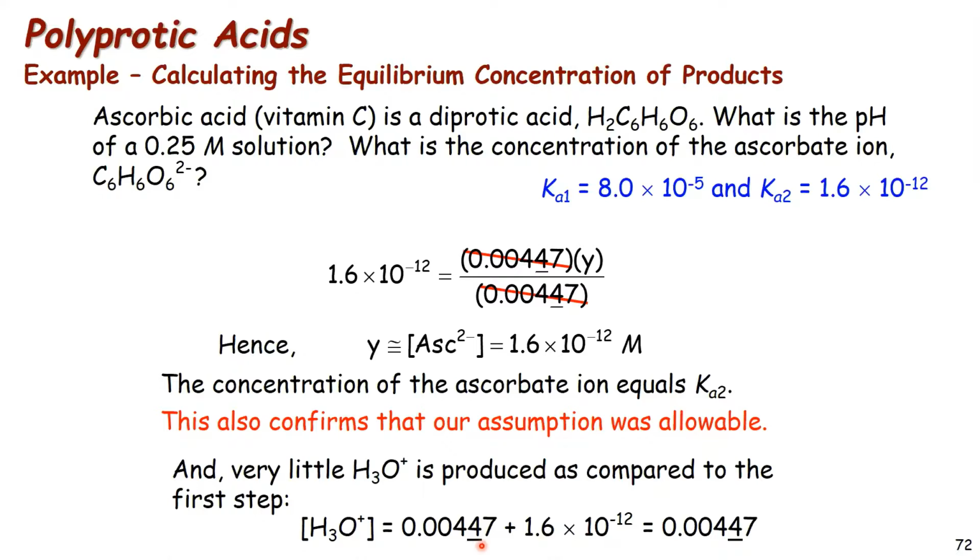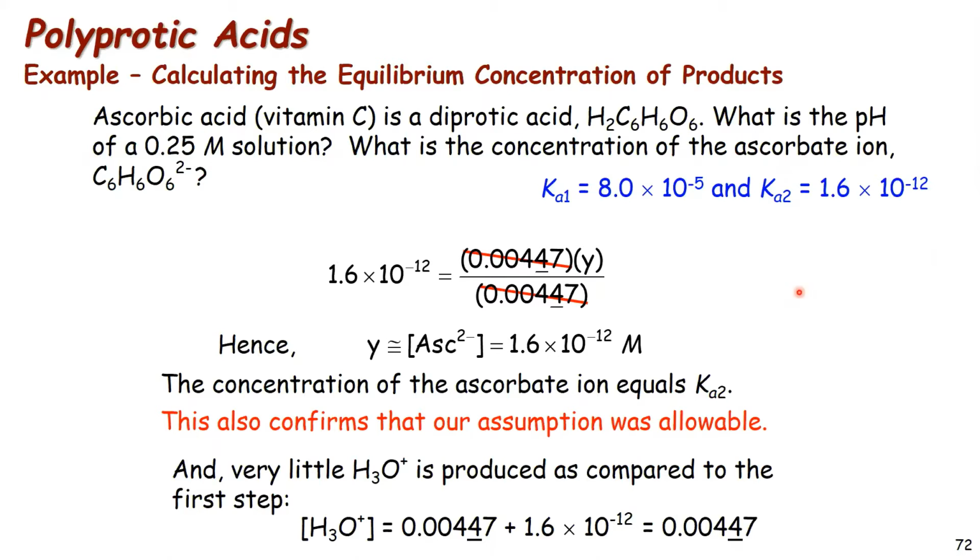Okay, so the important take home here then: when you have a polyprotic ion, the concentration of the completely deprotonated ion is simply going to be the Ka value. It's going to be the Ka2. Or if it's triprotic, the concentration, for example, of phosphate is just going to be whatever the Ka3 value is. Okay, so that's the important take home here.